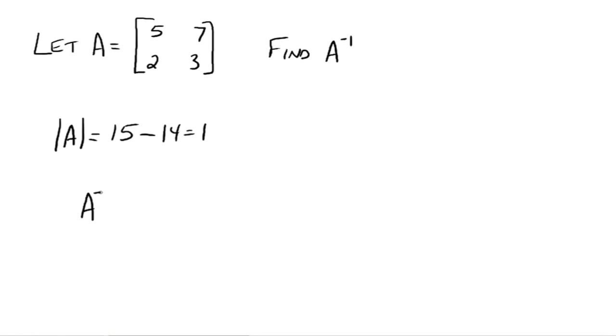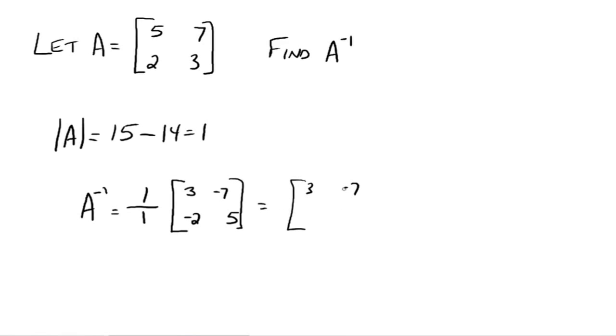So A inverse equals 1 over the determinant of A, which is 1, so that's just 1, times: the numbers on the main diagonal switch places. This is a 3 now, this is a 5, and the numbers on the other diagonal switch sign. And when you do that, you just get back 3, negative 7, negative 2, and 5.